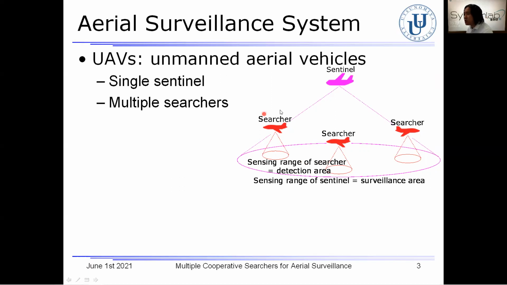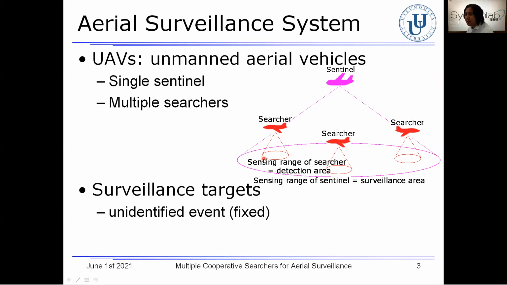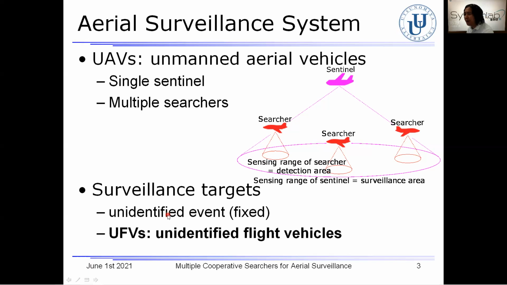On the other hand, the searchers are able to identify the event in the sensing range drawn by these red circles. As the surveillance targets, unidentified events such as wildfires have been assumed. Such static targets occurred randomly at any place. On the other hand, we assume unidentified flight vehicles, UFVs, as the surveillance targets. Compared to the static targets, searchers are required to approach UFVs in consideration of the movement.